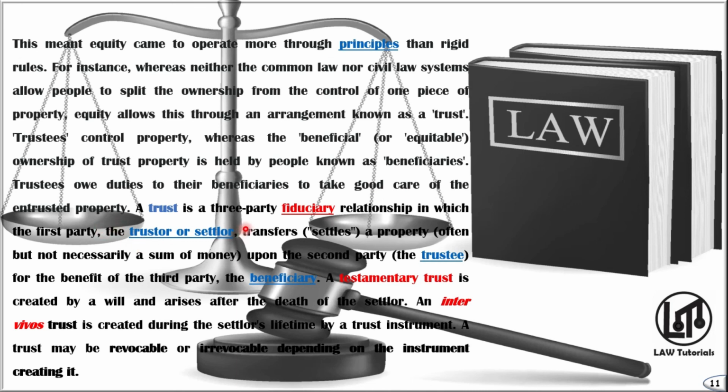A trust is a three-party fiduciary relationship in which the first party, known as the trustor or the settlor, transfers or settles a property, often but not necessarily a sum of money, upon the second party, the trustee, for the benefit of a third party, known as the beneficiary. A testamentary trust is created by a will and arises after the death of a settlor, while an inter vivos trust is created during the settlor's lifetime by a trust instrument. A trust may be revocable or irrevocable, depending on the instrument creating it.